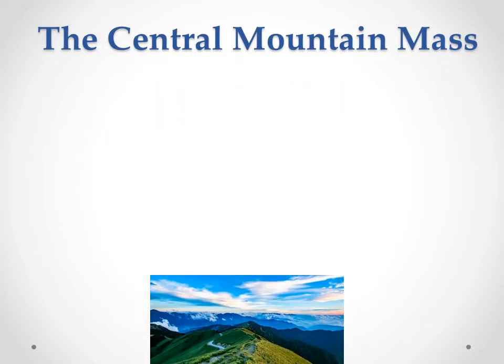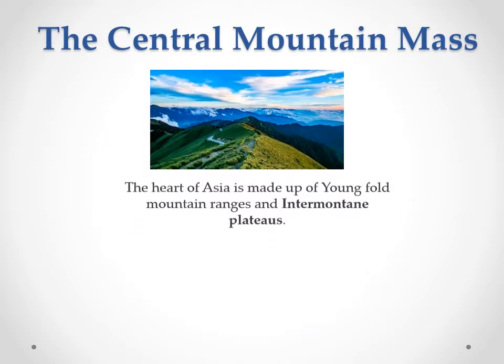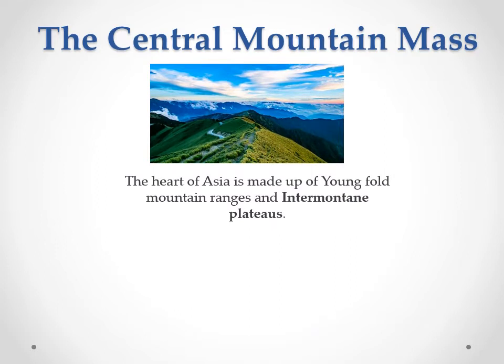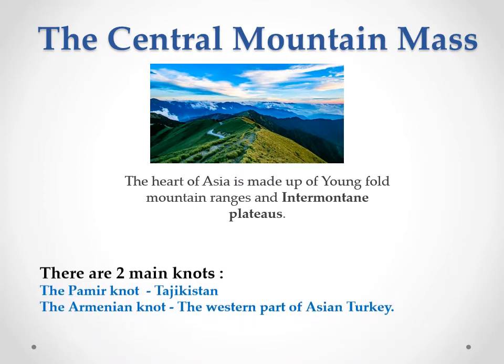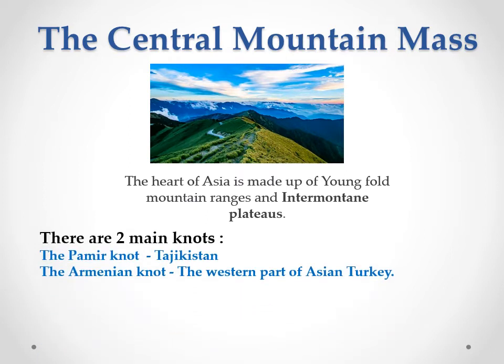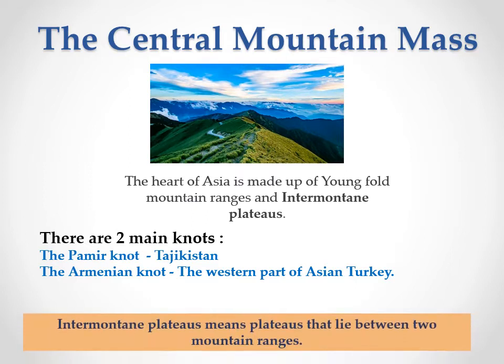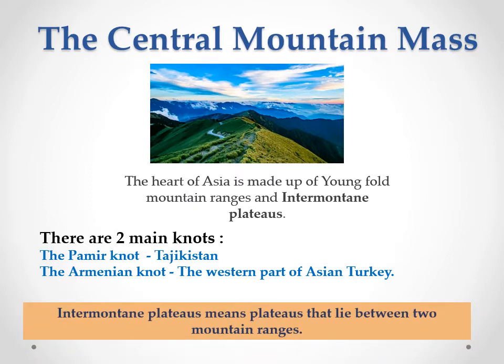The central mountain mass, the heart of Asia, is made up of young fold mountain ranges and the intermontane plateaus. The mountains seem to radiate like spokes of a wheel from one central point or knot. There are two main knots, the Pamir Knot lying mostly in Tajikistan and the Armenian Knot in the western part of Asian Turkey. Intermontane plateaus means plateaus that lie between two mountain ranges.